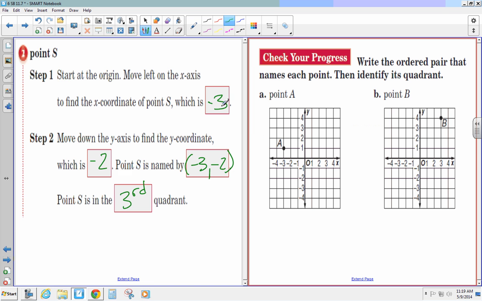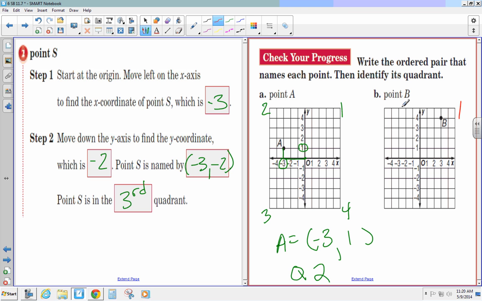All right. Write the ordered pair that names each point, then identify its quadrant. So remember, 1, 2, 3, 4. So A is at an ordered pair. The x comes first, so start at the origin and move to the left. Then go up to the point, and so the numbers I'm using are -3 and 1, and I'm putting them in that order. X comes first, y comes second. It is in quadrant 2.